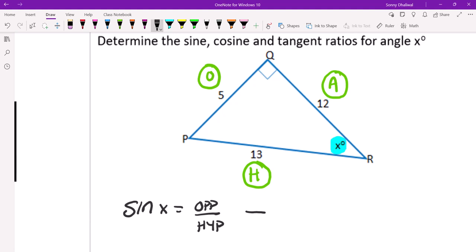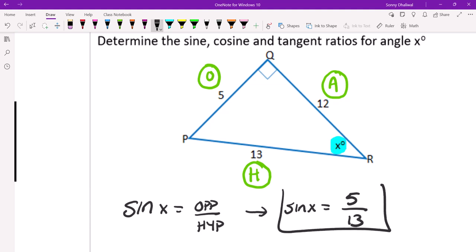So we set it up. The sine of my angle is my opposite side on the top. So that's the 5 on the top and 13 on the bottom. 5 over 13. Okay? That's your formula.